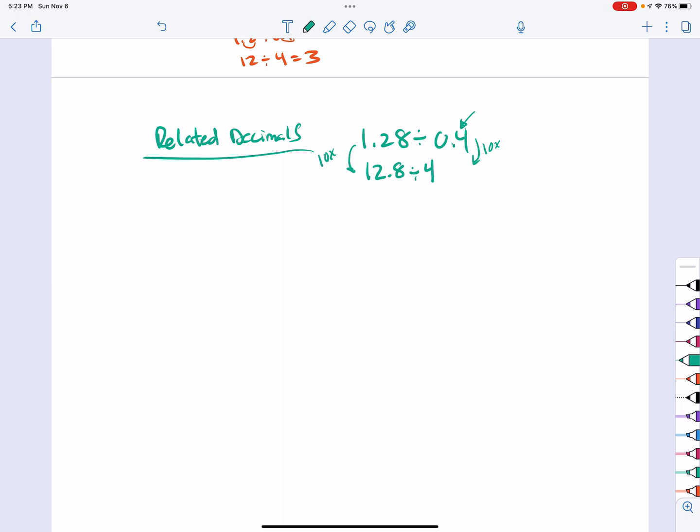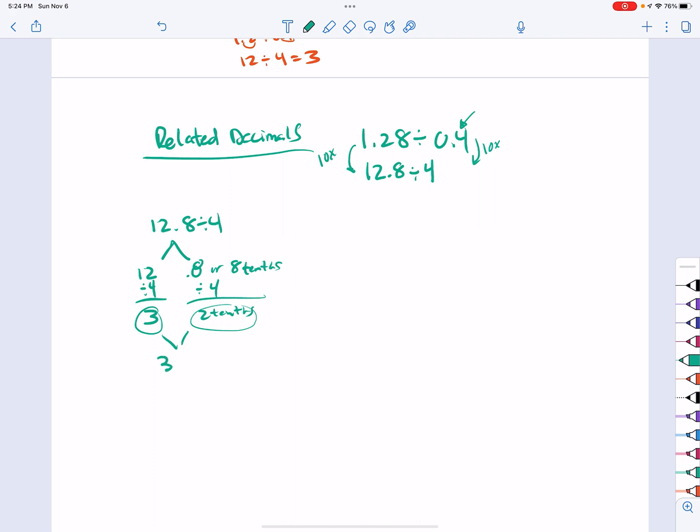So I'm going to use the branching strategy for this. 12 8/10 divided by 4. I know that in this, I have 12 wholes divided by 4 is 3. And then I'm left with 8/10. And I'm going to write that as 8/10. So 8/10 divided by 4 is going to be 2/10. So 3 2/10 is 3 2/10, like that. So our answer should be 3 2/10.